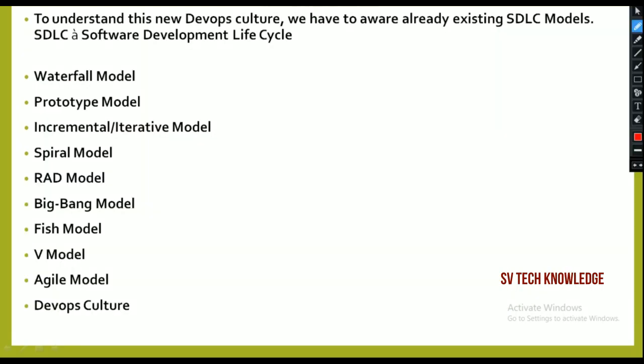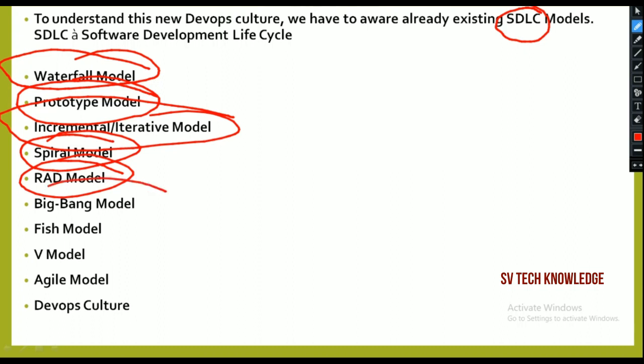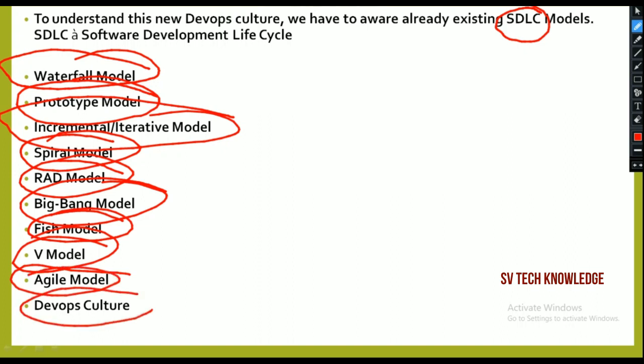To understand the DevOps concept, we have to know the software development life cycles before this DevOps culture. We know the waterfall model, prototype model, incremental or iterative model, spiral model, RAD model, Big Bang model, fish model, V model, Agile model, and DevOps culture.